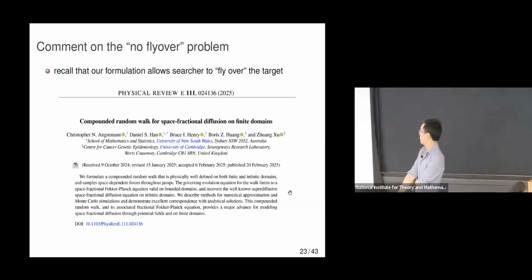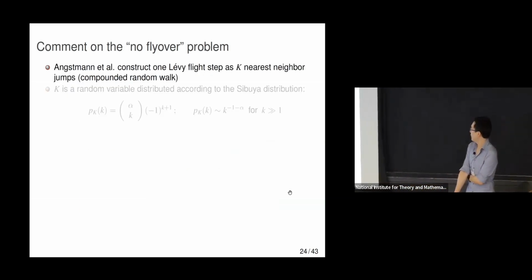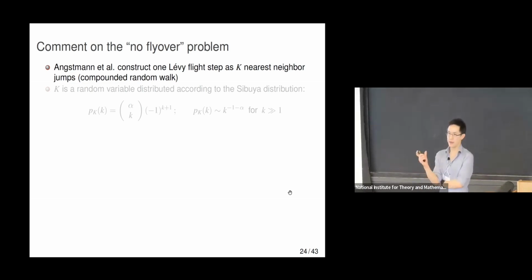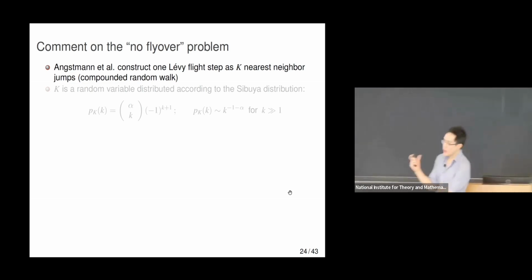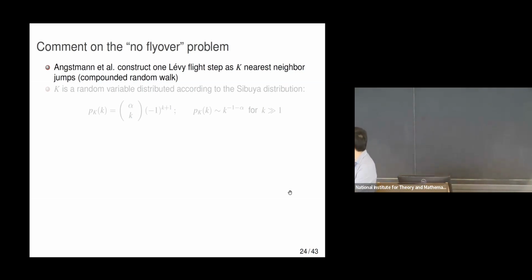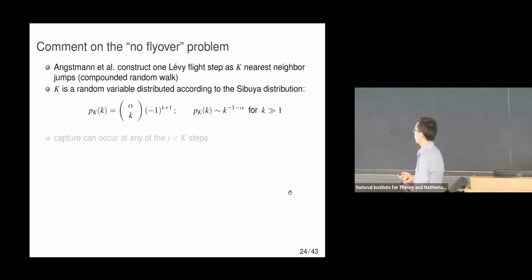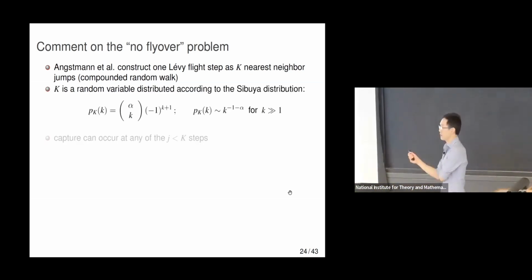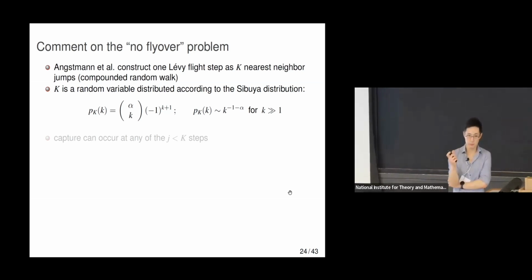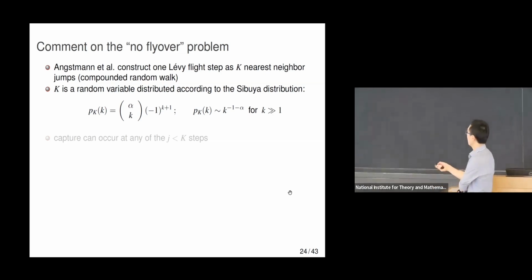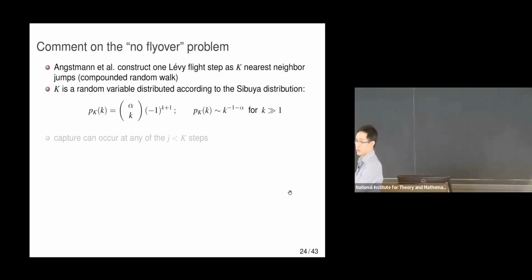And what do they do? They construct one Levy flight step as a compounded random walk. So what does that mean? One Levy flight they take to be k nearest neighbor Markovian jumps. And k here is a random variable that's distributed according to a Shibuya distribution. I must say this is the first time I've heard of that. I don't think the actual distribution is that important. It's this behavior that's important for large K.